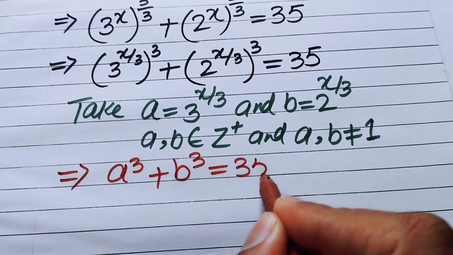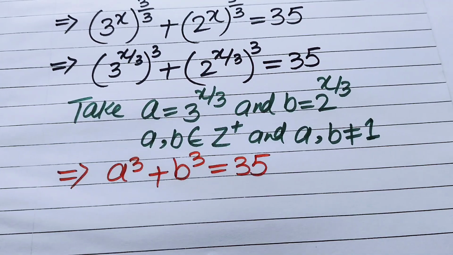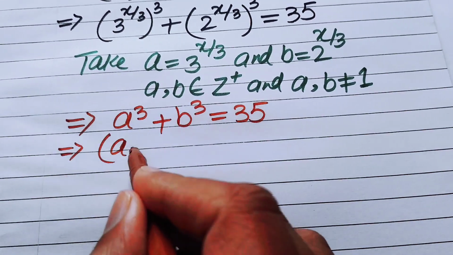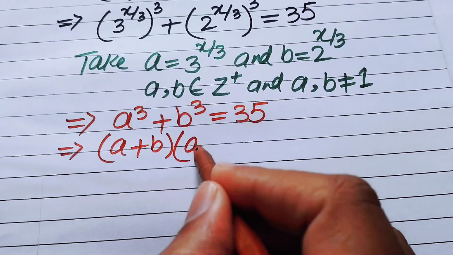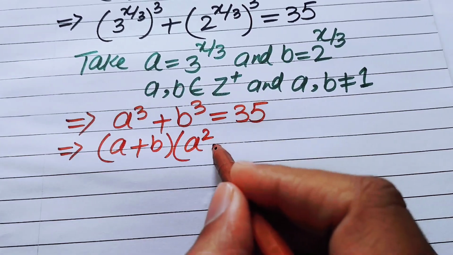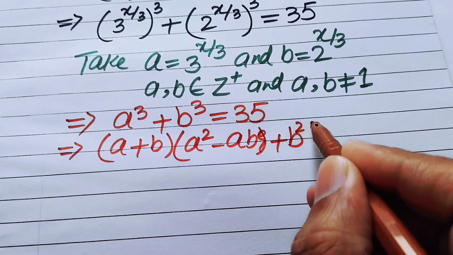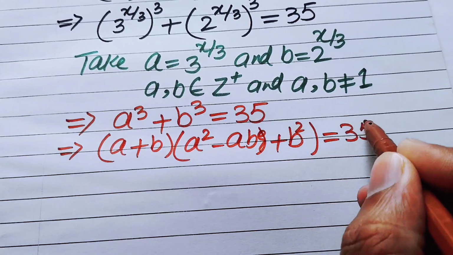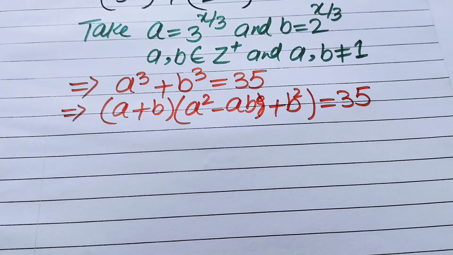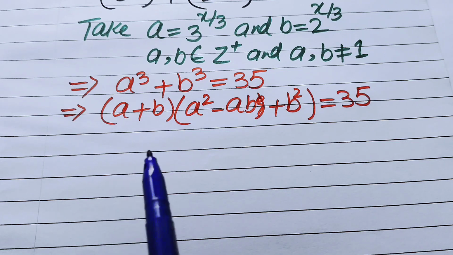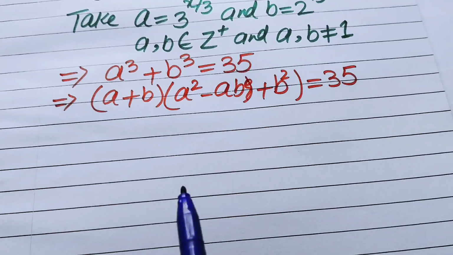and you will get a cubed plus b cubed equals 35. Now we use the cubic formula in order to expand this expression, and we write it as (a plus b) times (a squared minus ab plus b squared) equals 35. So focus on the left hand side: you have two factors multiplied by each other, and on the right hand side we have only one number.